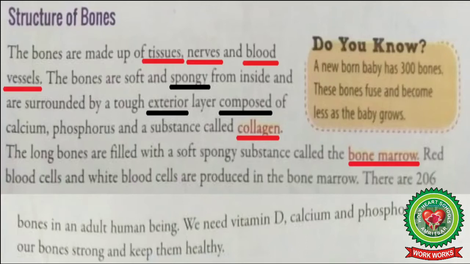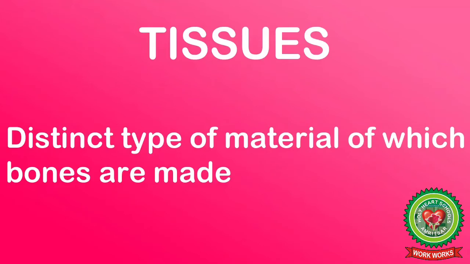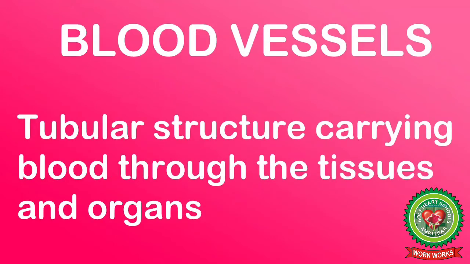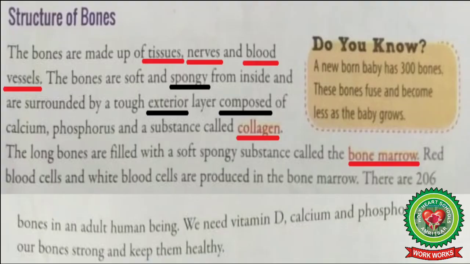Now the next topic is structure of bones. Now students, bones are made up of tissues, nerves and blood vessels. Tissues are distinct types of material of which bones are made, consisting of specialized cells. A nerve is a bundle of fibers that receives and sends messages between the body and the brain. And blood vessels are tubular structures carrying blood through the tissues and organs. Bones are soft and spongy from inside and are surrounded by a tough exterior layer composed of calcium, phosphorus and a substance called collagen.